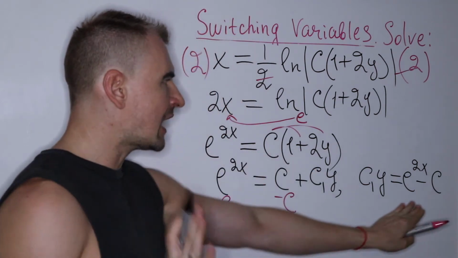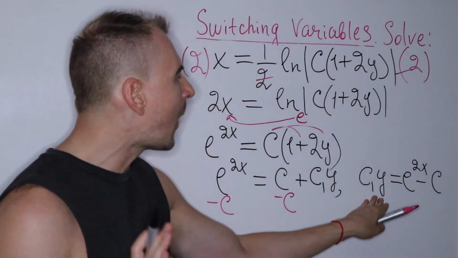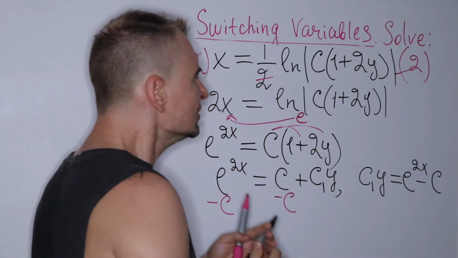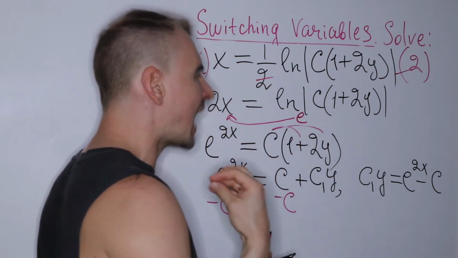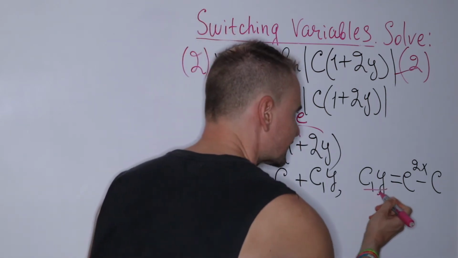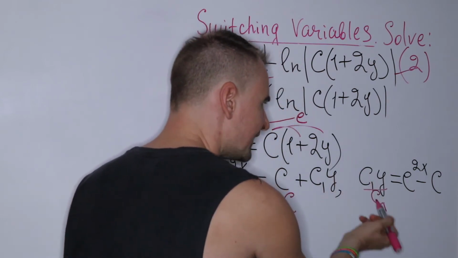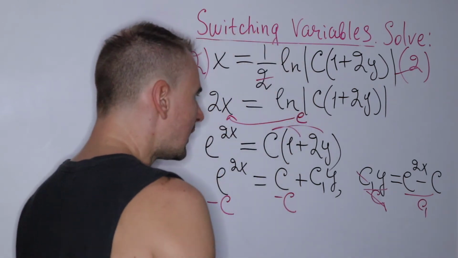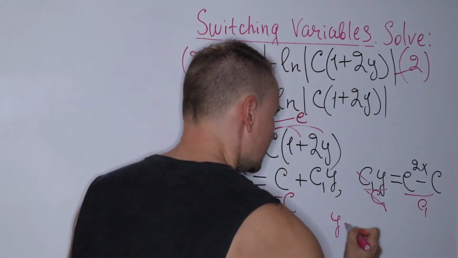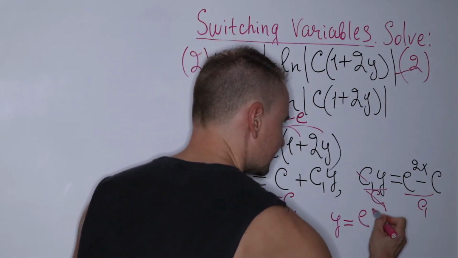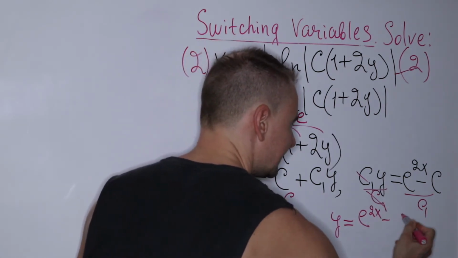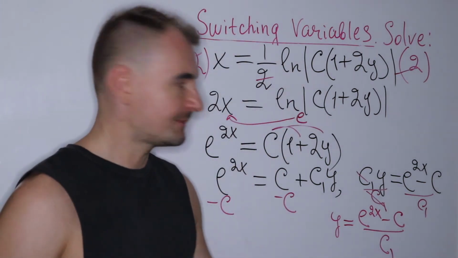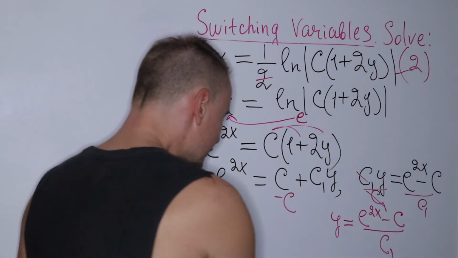And finally, the last step. Whatever is attached to your y term, in this case it's C1, divide both sides of your equation by it, and we will get your y alone, isolated. So I'm going to divide both sides by C1. So this C1 goes away, it disappeared. And you are left with y equals e to the power 2x minus C over C1. And that's going to be your general solution.